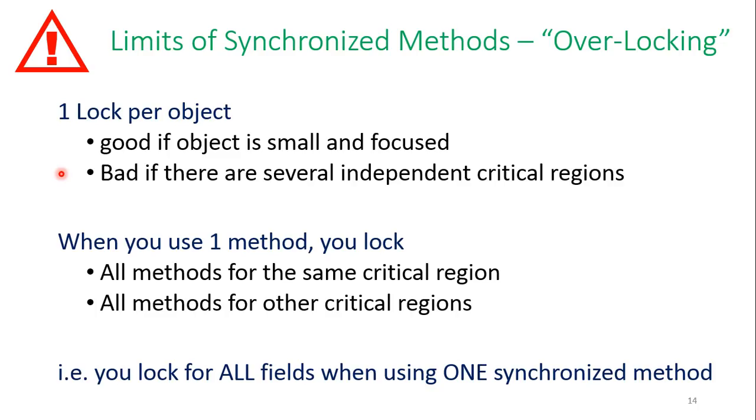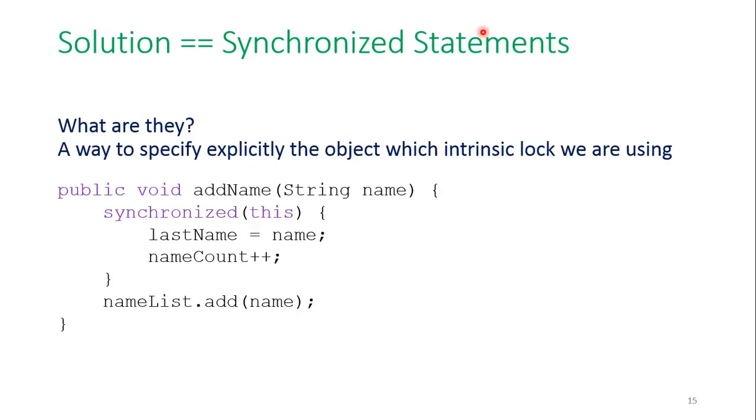We exclude any sort of operation, even though we know that our two data fields are somewhat independent, and we could do a lot better than this. All right. So we're going to look at solutions here to try to make the code a little bit more flexible. Obviously, the solution is the topic of this section of the lecture, which is synchronized statements.